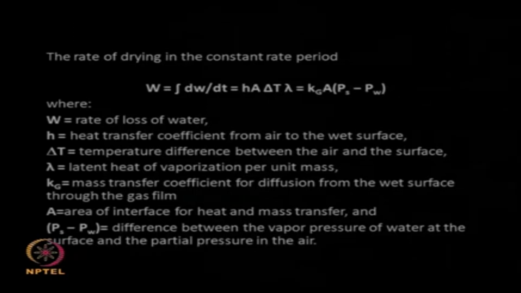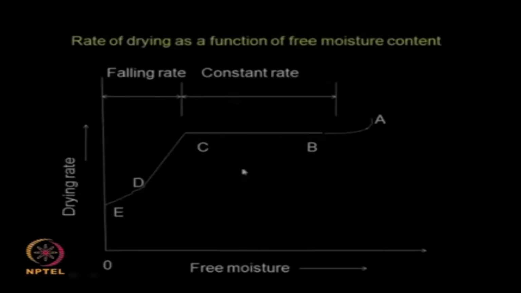So many things are happening. In the constant rate drying period, the driving force for the water to evaporate from the surface to the bulk of the gas is Ps minus Pw, and water is evaporating because you are supplying sufficient heat for converting the liquid to the gaseous state. So this is another way of talking about the constant rate and falling rate period.